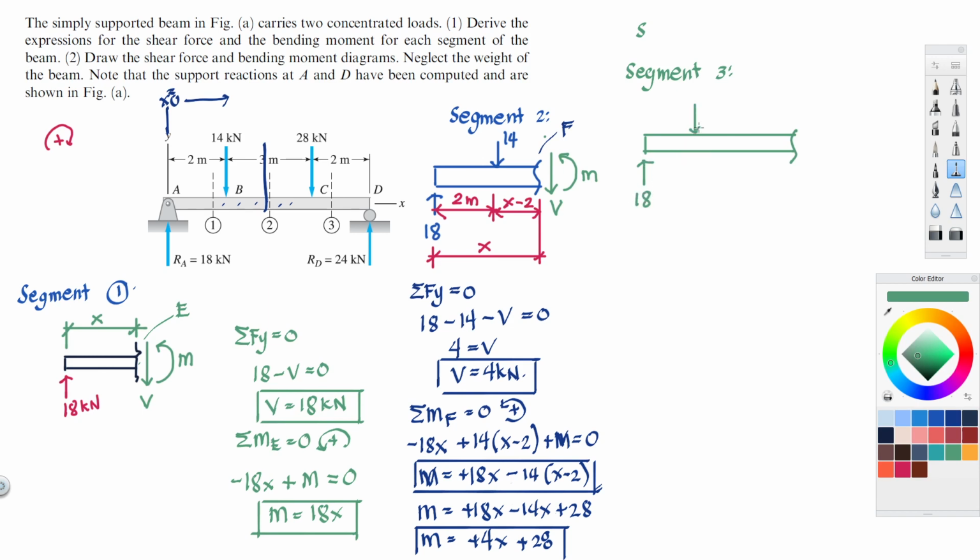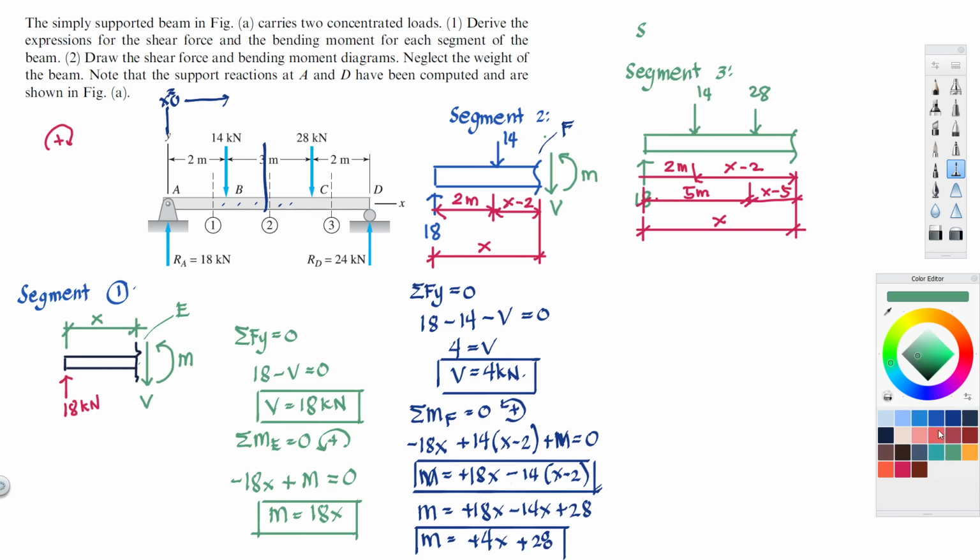We can have here 14 kilonewton, and then here the 28 kilonewton. Their distances from here up to this point we will have as unknown, x. This one is 2 meters, and then from here, that is x minus 2. And this distance from here up to that point is 5 meters, so this one would become x minus 5.